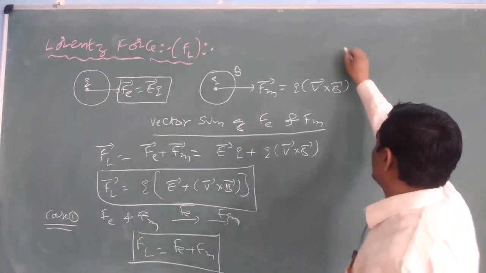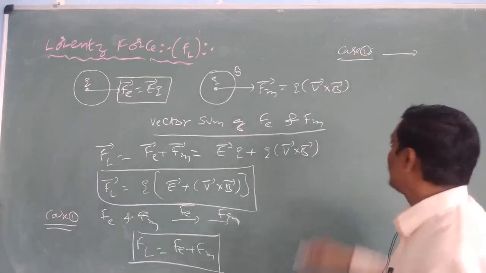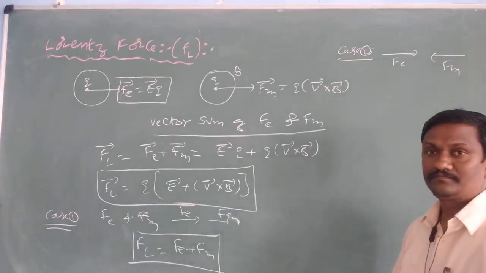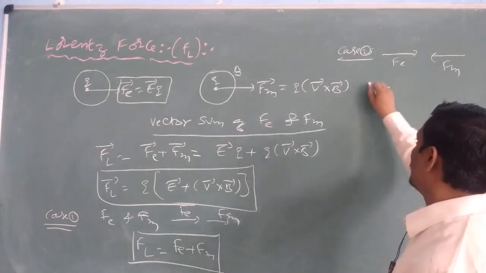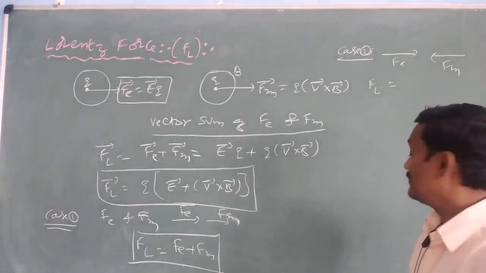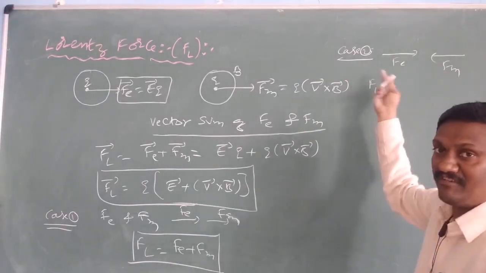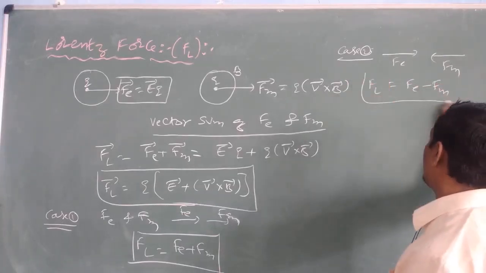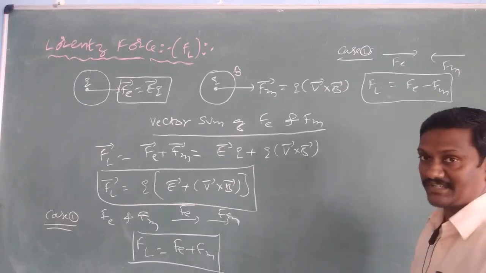Next, case 2. If electrical force is acting in one direction and magnetic force is acting in the opposite direction, then the resultant Lorentz force FL is equal to the difference of the two forces: F1 minus F2, or F2 minus F1, that is, Fe minus Fm or Fm minus Fe. So totally, when two forces are acting in opposite direction.